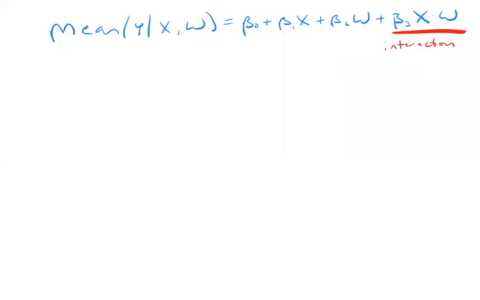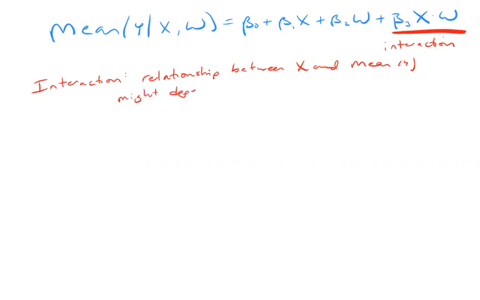First, let's write down the definition of an interaction in a couple different ways. So the idea with an interaction is that the relationship between x and the mean of y might depend on w. When we write down an equation to describe the relationship between x and the mean of y, maybe that relationship is actually different depending on what w is.